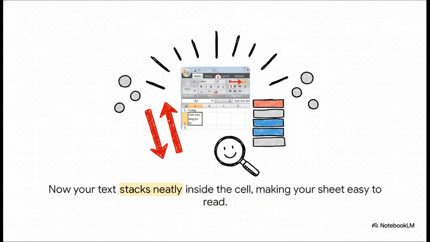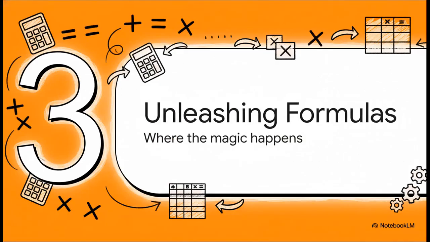Look at that. The text stacks up all nice and neat inside its own cell, and the row even gets taller automatically to make sure it all fits. It's a really simple trick, but man, it makes a huge difference in keeping your sheet clean and easy to read.